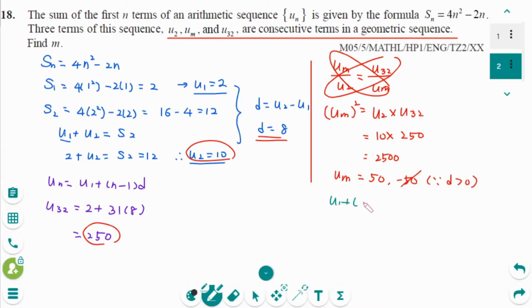U1 plus m minus 1 times D equals 50. U1 equals 2, plus m minus 1 times D, which is 8, equals 50. Then m minus 1 times 8 equals 48. Then divide by 8 on each side. m minus 1 equals 6. So m equals 7.